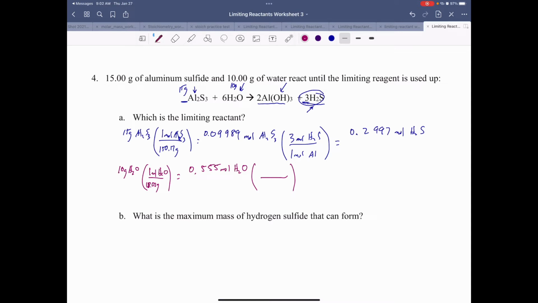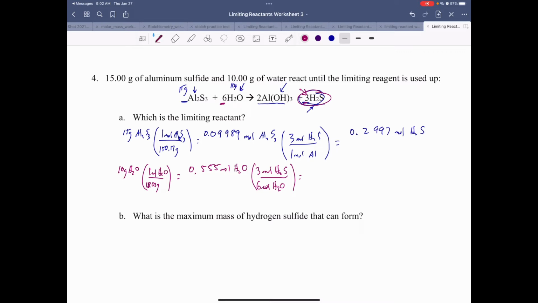So anyways, our molar ratio here is 6 to 3. Again, we have to be consistent. We got to compare both to H2S. So this is going to be 6 moles of water will produce 3 moles of H2S. So 0.555 divided by 2, really.